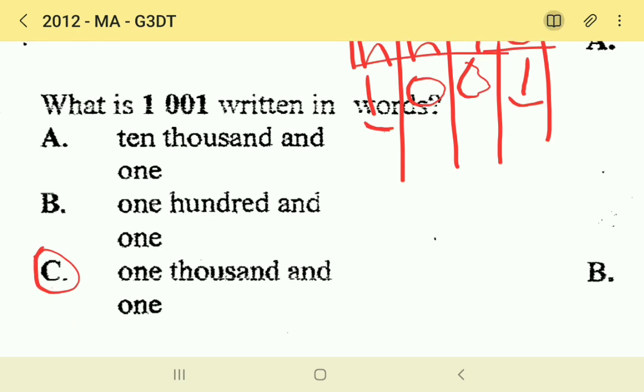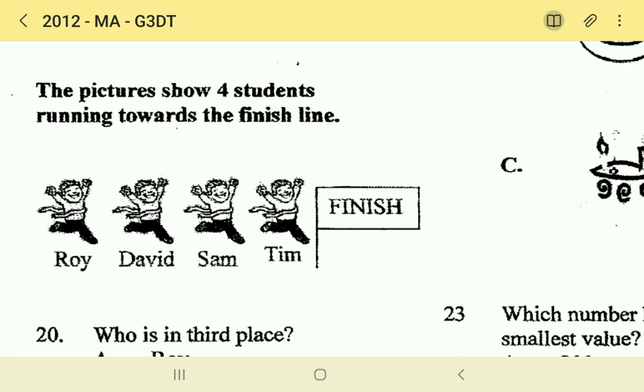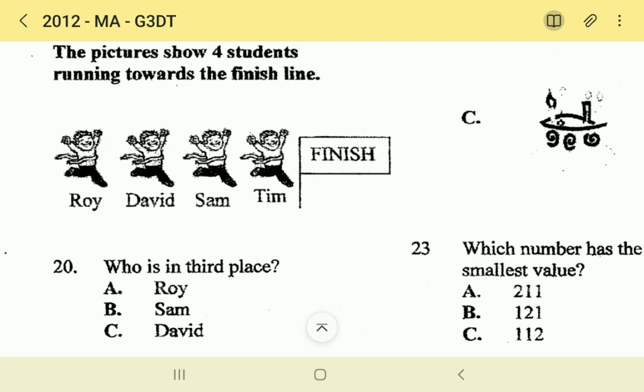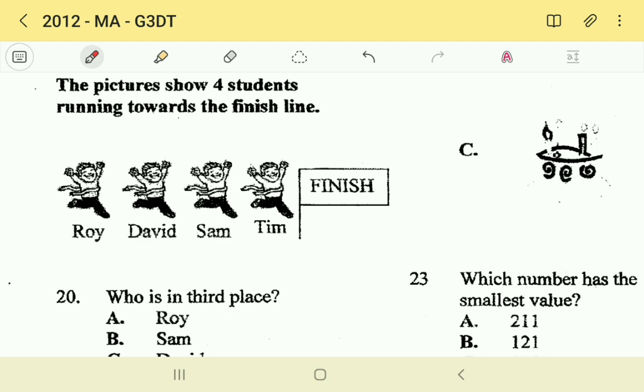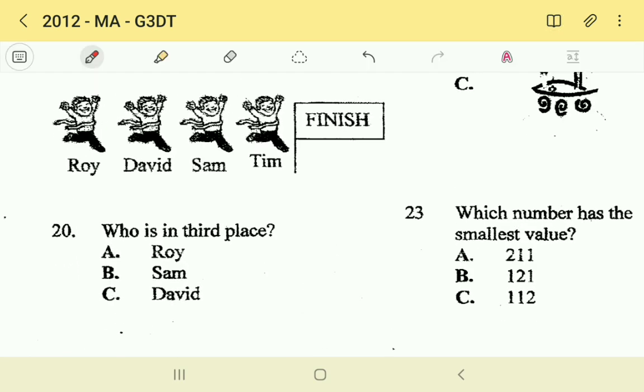Moving on, here it says the picture shows 4 students running towards the finish line. I am sure this is a repeat item. Guys, go through the papers. Items continue to repeat. Sometimes they give you the same item, word for word, and sometimes they might just change a little part of the question. Focus. Who is in 3rd place? So we have first, second, third, and 4th. It is David. So David is at C.